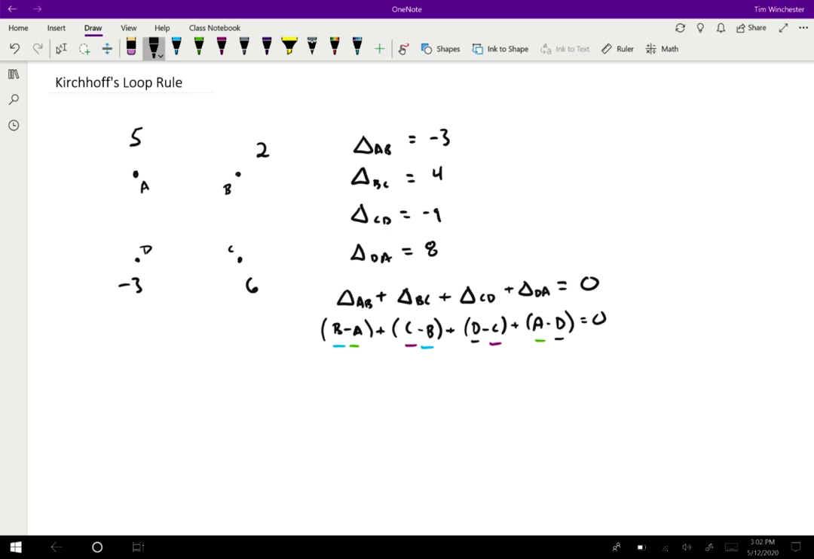Okay, so it has to come out to 0 just by the fact that we're adding up all the differences in a loop. Essentially, we found the difference from A to A, which is going to come out to 0.